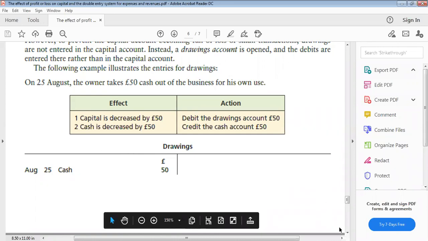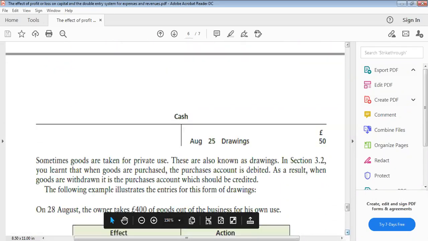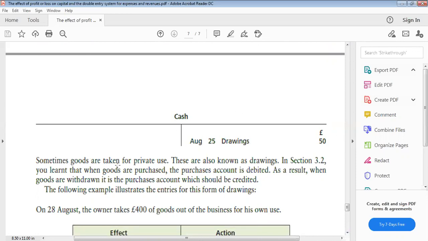And then you credit cash, drawings 50. Sometimes goods are taken for private use. These are also known as drawings.